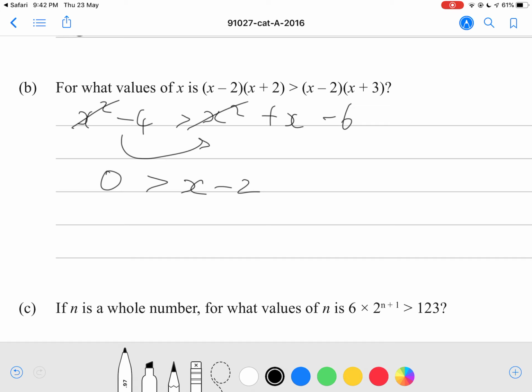So now 0 is greater than x minus 2, so therefore 2 is greater than x, okay? So therefore x is smaller than 2. If you get all the way to x is smaller than 2, you'll get an excellence grade.